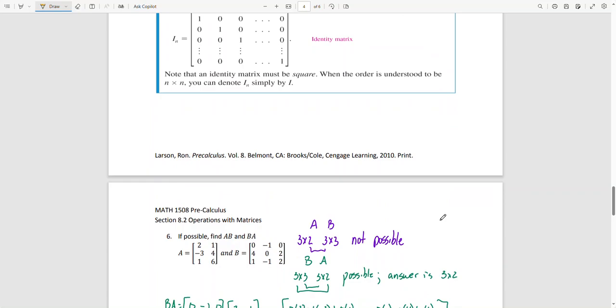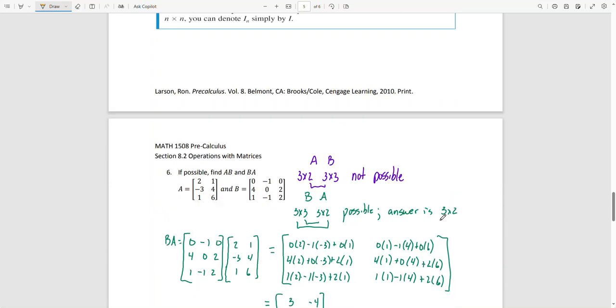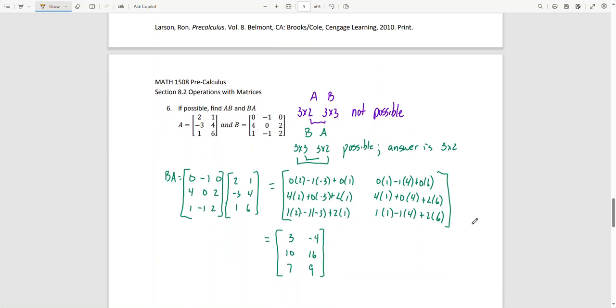All right. So let's see an example of this whole multiplication thing. In the first example, I wasn't thinking. I just did it. But the next example is going to show you something. It still makes it easier to multiply. If possible, find AB and BA. Well, A is a 3 by 2 and B is a 3 by 3. To multiply A times B, a 3 by 2 and a 3 by 3, since these two do not match, it's not possible. Can't do it.